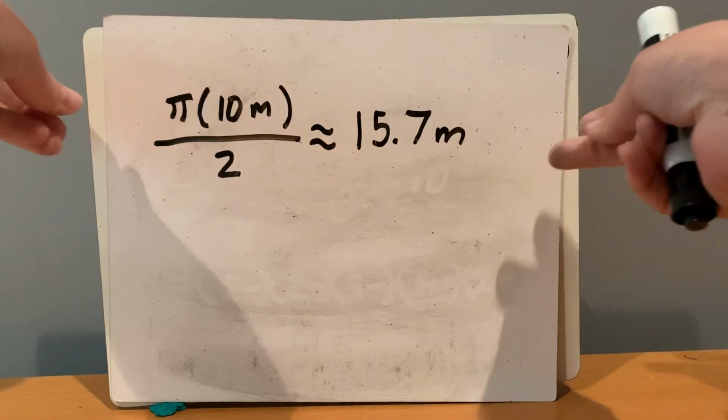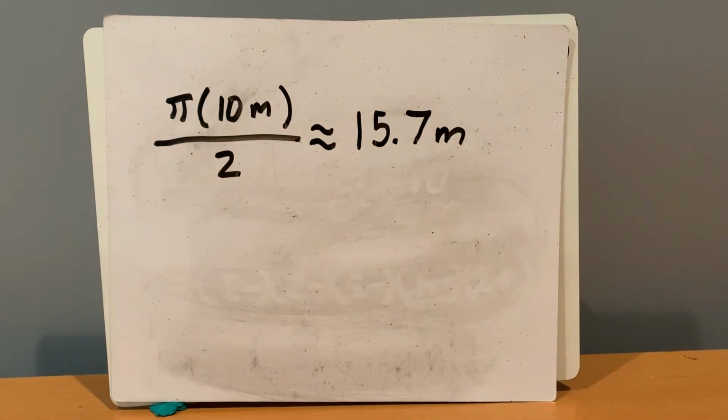So looking at this, we find that when we take pi, and we're using 3.14, times 10, we get 31.4. When we divide that by 2, we get approximately 15.7.